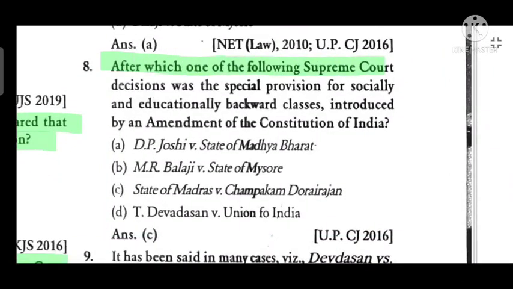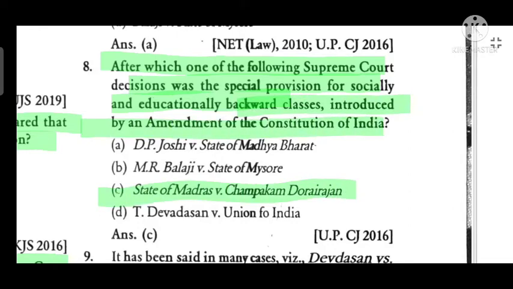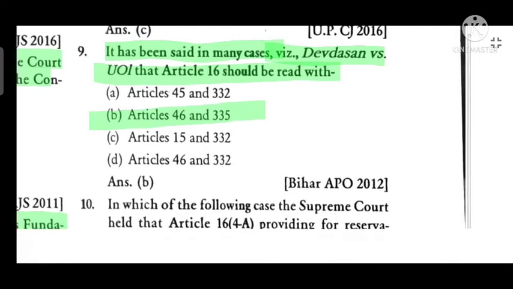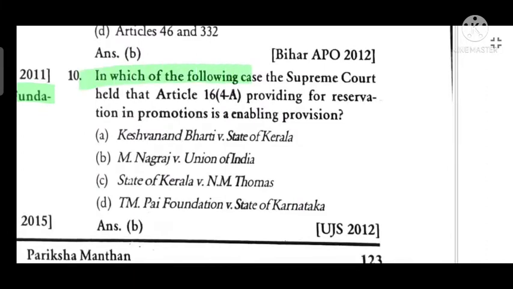After which one of the following Supreme Court decisions was a special provision for socially and educationally backward classes introduced by amendment of the Constitution of India? State of Madras versus Champakam Dorairajan. It has been said that in many cases, Devadasan versus Union of India, Article 16 should be read with Articles 46 and 335. In which one of the following cases did the Supreme Court hold that Article 16(4)(a), providing for reservation in promotion, is an enabling provision? M. Nagaraj versus Union of India.